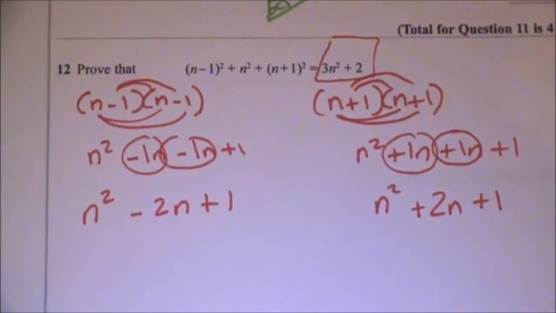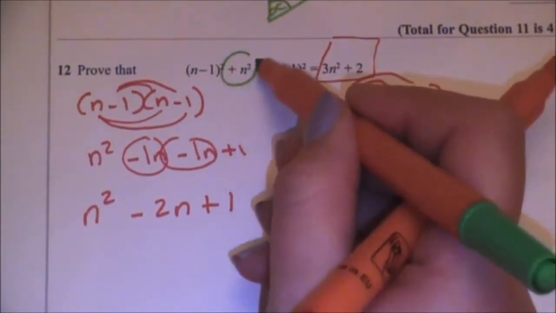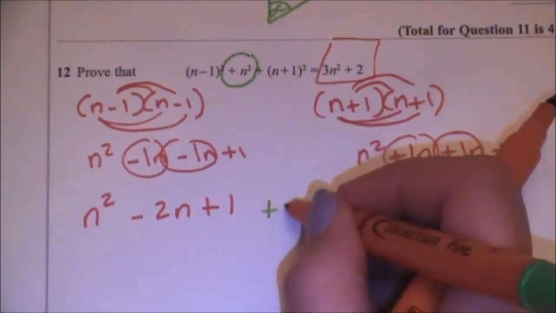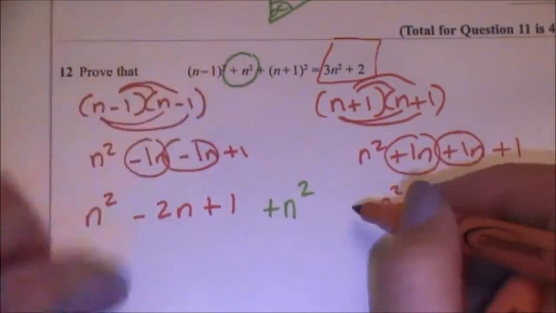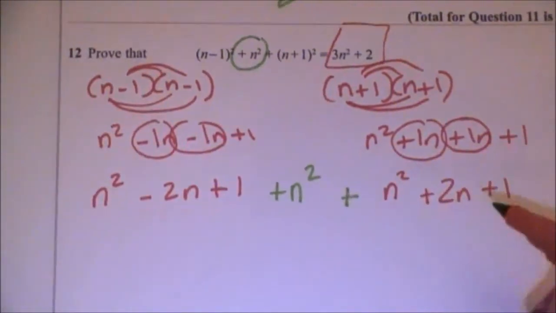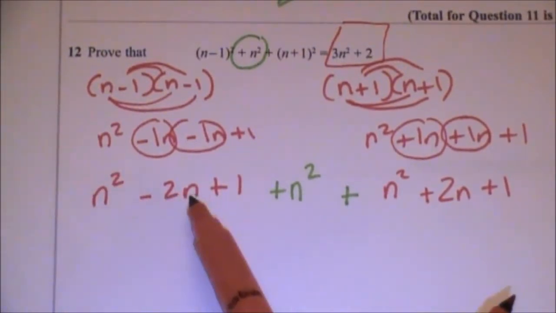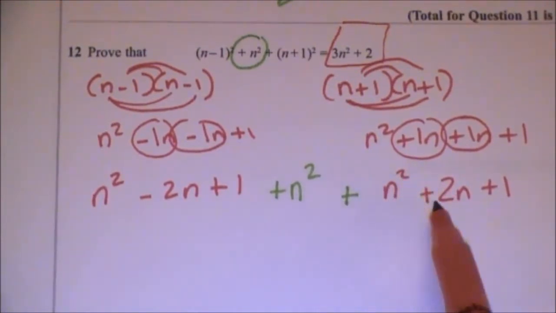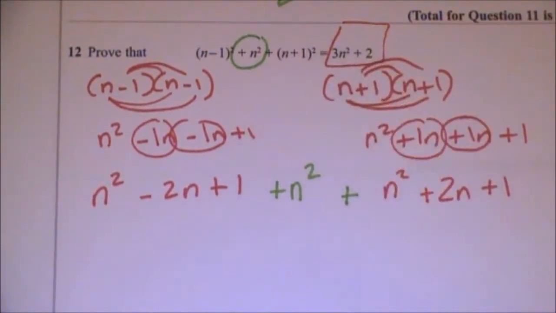Now this seems like a good time to bring back in my little buddy up here that I ignored. He's a plus n squared, and there's a positive sign before that bracket. So what I've ended up with is n squared minus 2n plus 1, plus n squared, plus n squared plus 2n plus 1. So now I'm going to put them all together and I'm going to hope that it's going to give me the same answer I have up there.